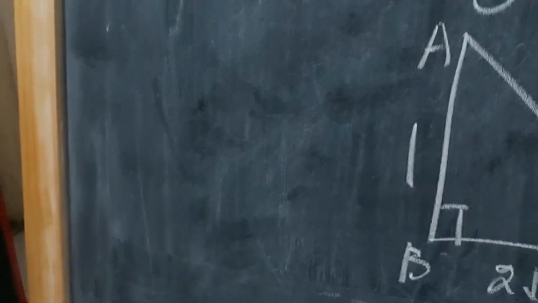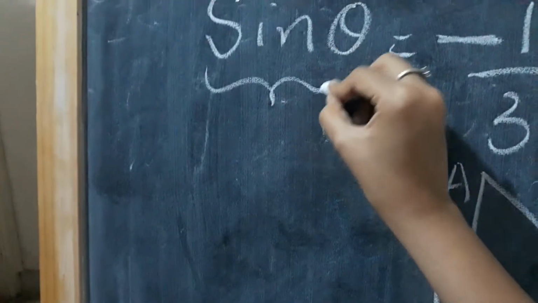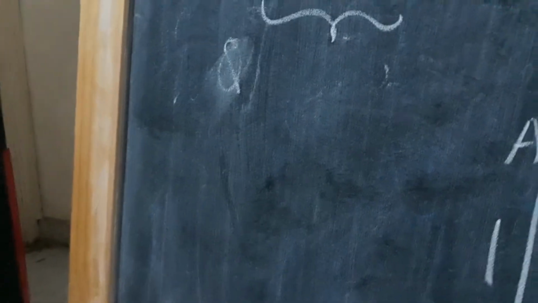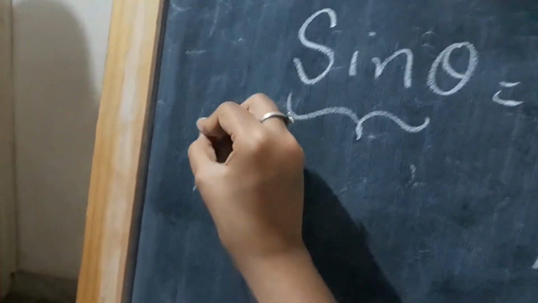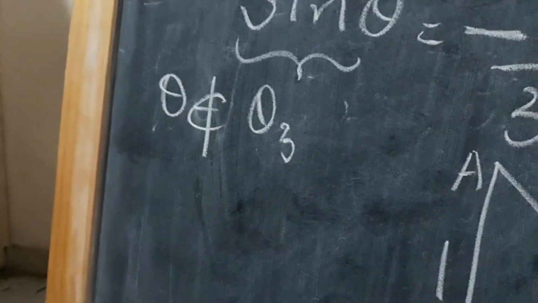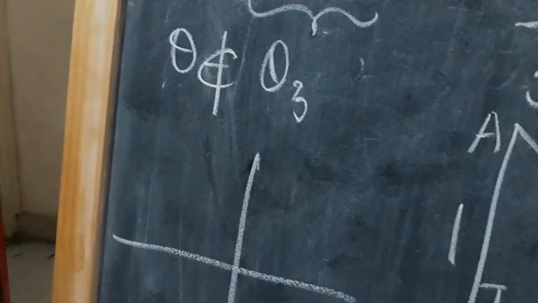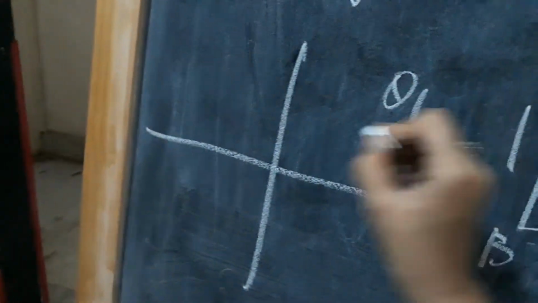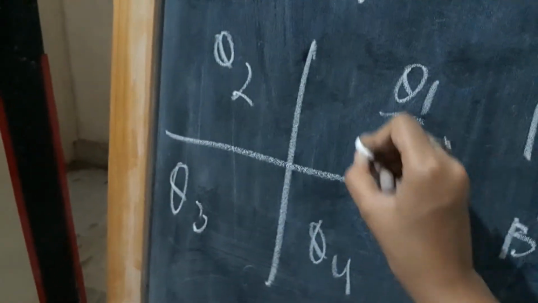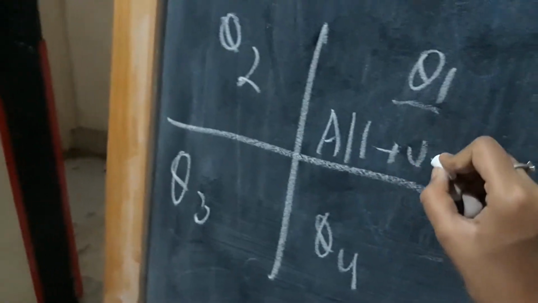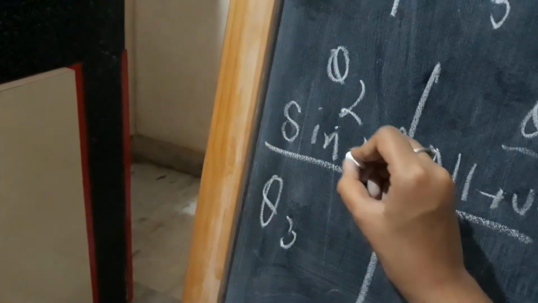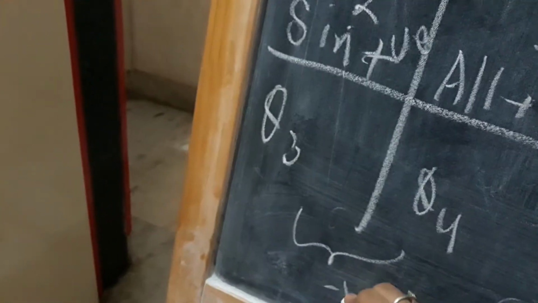Now what did they say? That theta is not in quadrant 3. So you can write that theta does not belong to quadrant 3. See, this is your quadrant table: quadrant 1, quadrant 2, quadrant 3 and quadrant 4. In quadrant 1 all are positive. In quadrant 2 sine is positive.